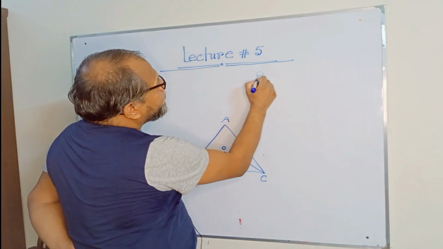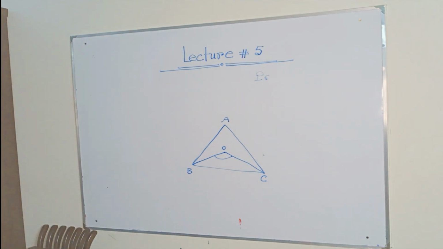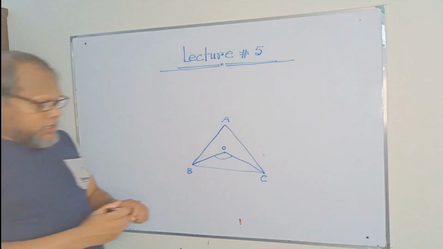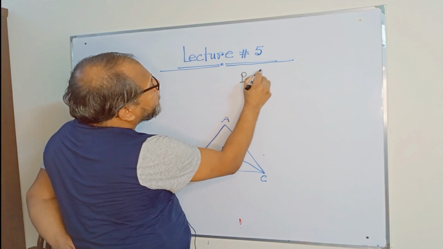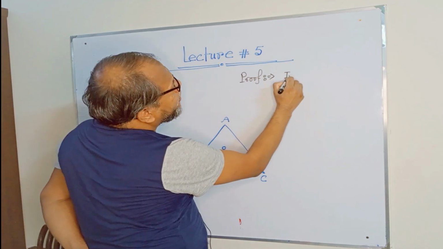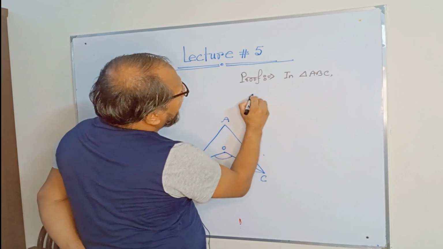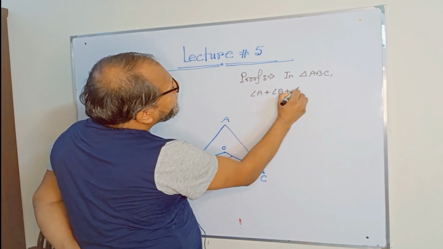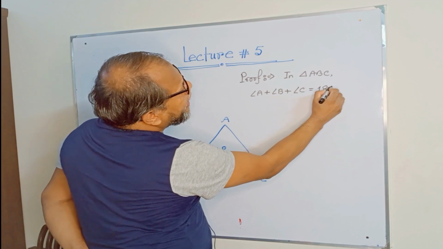We are going to start the proof. Okay, I have to change my pen. Here, proof: in triangle ABC, angle A plus angle B plus angle C is equal to 180 degree.